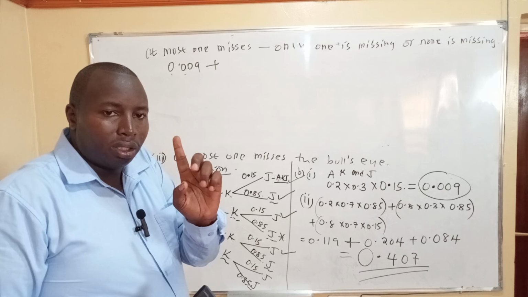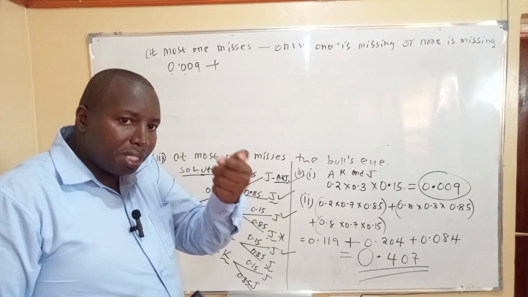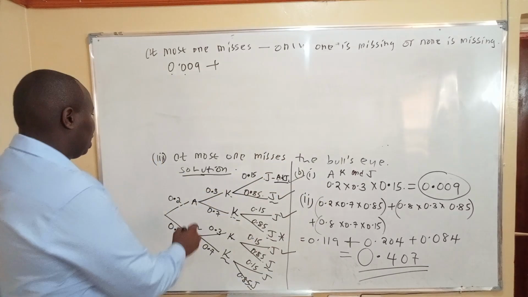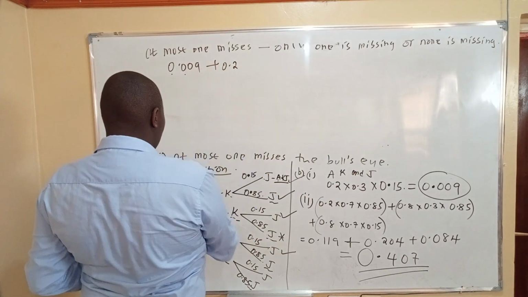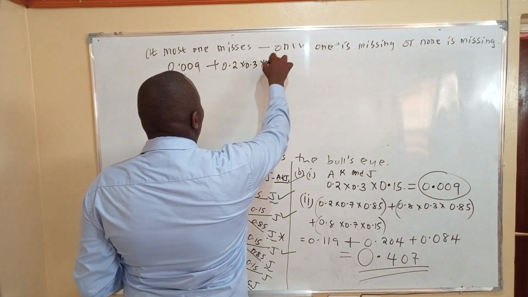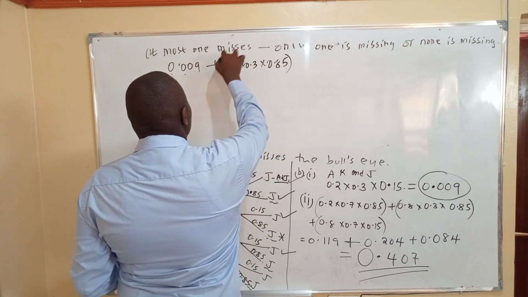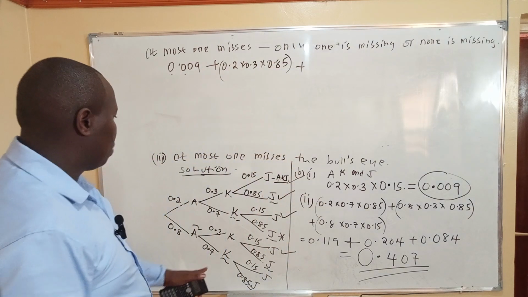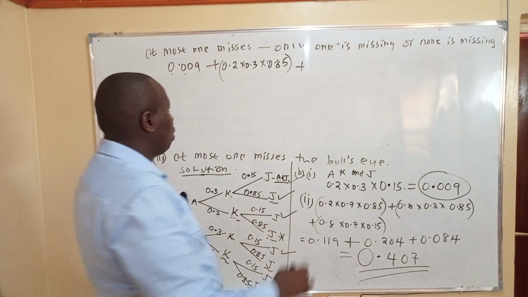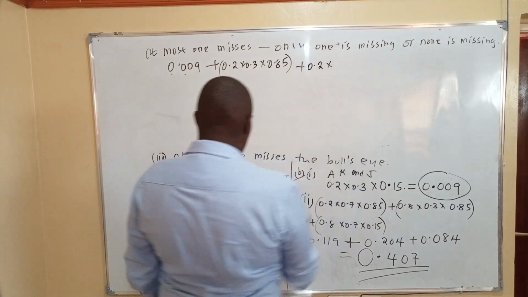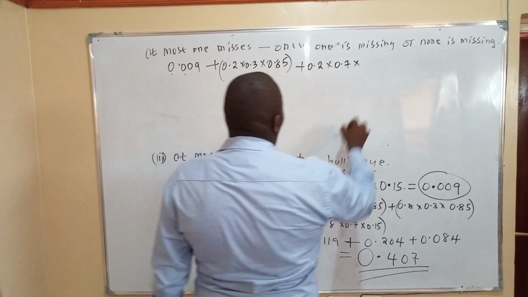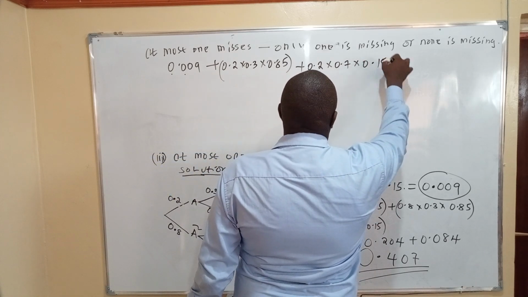Ni moja tu anakosa. So it is either one misses, or none misses the target. If they don't miss, they hit the target. So take 0.2 times 0.3 times 0.85, that's an option. Go to the next option, where one misses the target: 0.2 times 0.7 times 0.15.